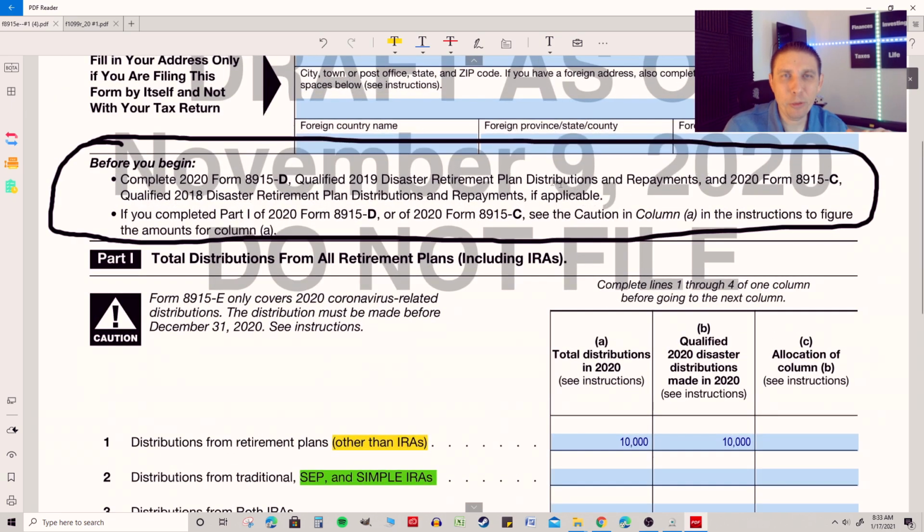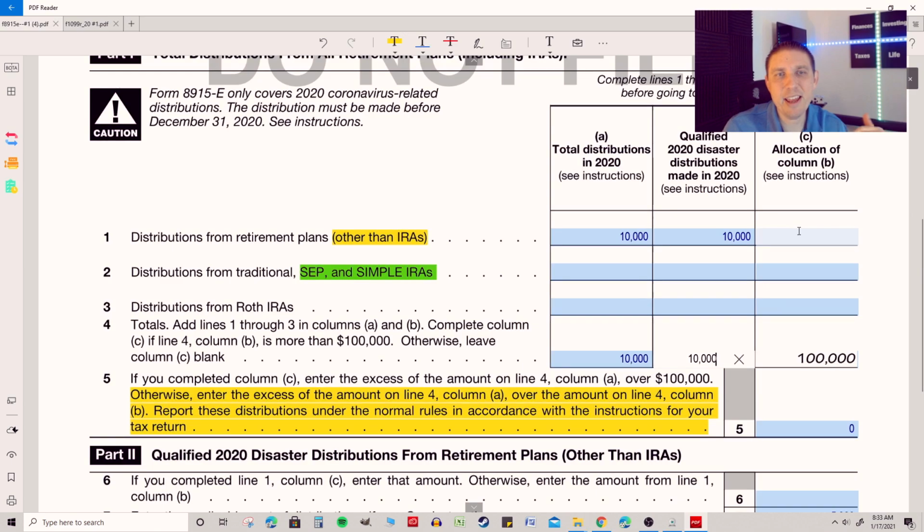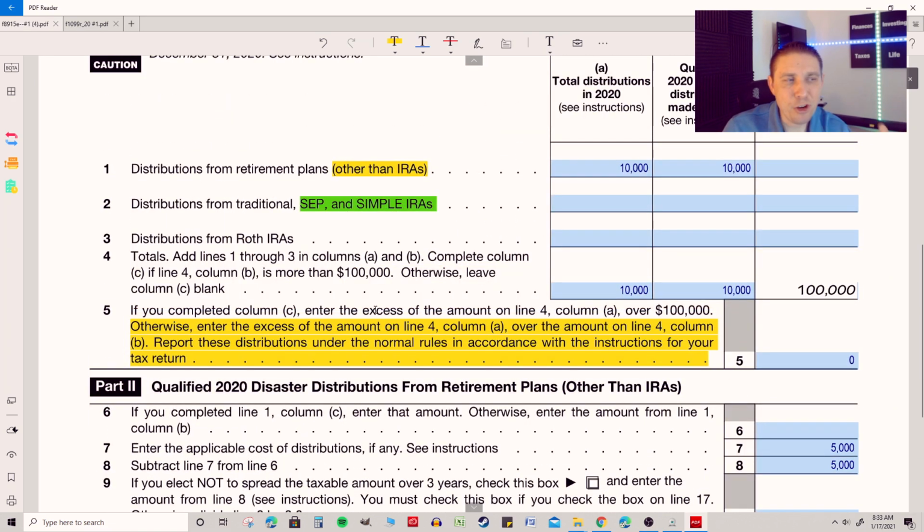Column C really relates back to these kinds of forms, and if you've taken above $100,000 in distributions out of your different retirement accounts, then this might come into play, and you can view the instructions for that, which we're going to look at later in the video. Line 5 says if you completed column C, enter the excess of the amount on line 4, column A, over 100,000. We did not, so right away we're going to skip down to this highlighted part.